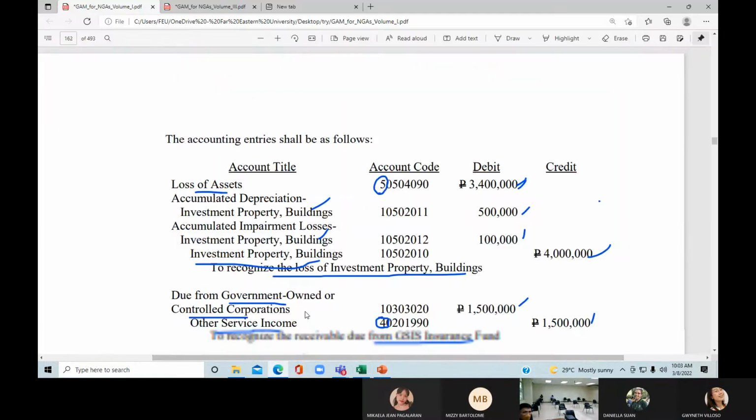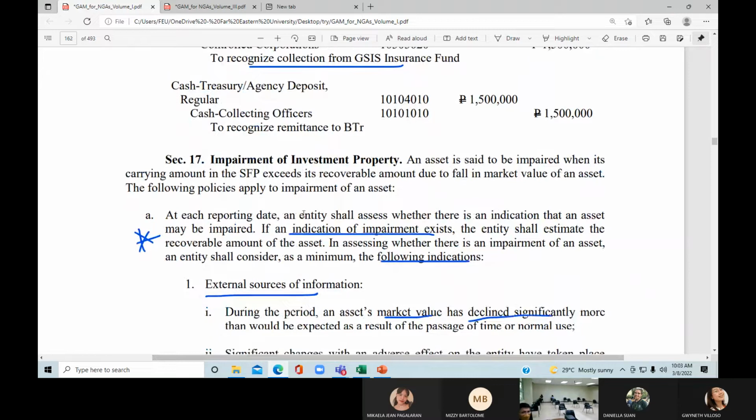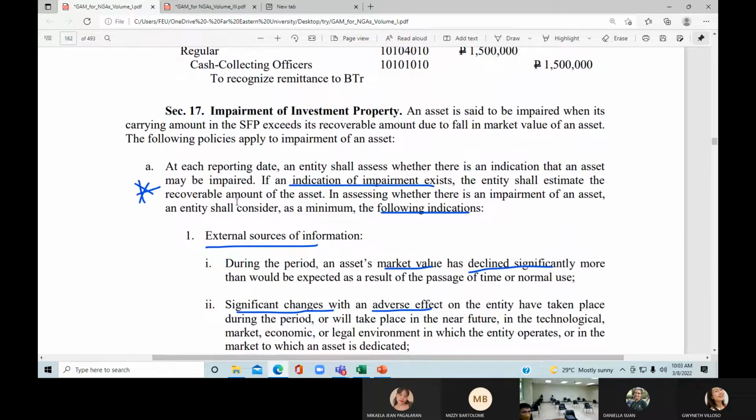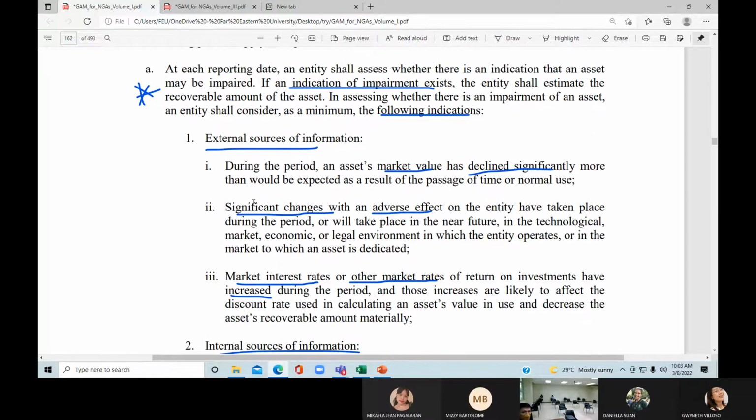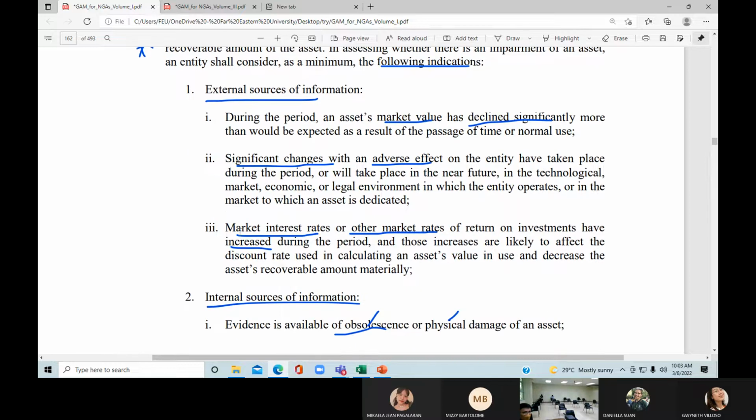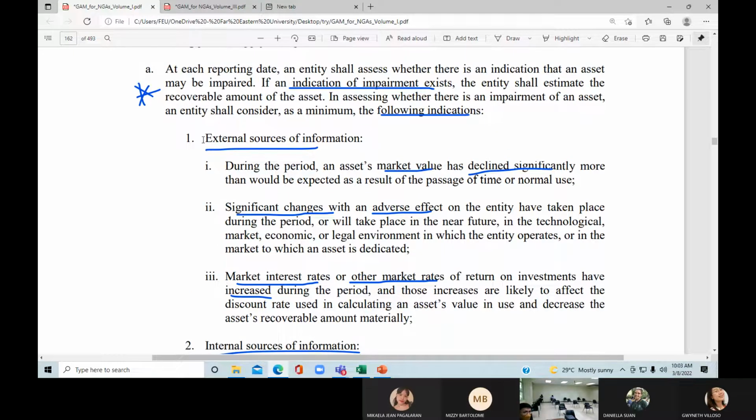Then, puntahan natin yung impairment. So, dito, pinapakita lang yung indications ng impairment. Na mayroong impairment. Pwedeng external, nandyan si market value, na nag-decline significantly. Pwede ring significant changes with adverse effect on the entity. Pwede ring market interest rates and other market rates of return have increased during the period. So, pwedeng indications yan ng impairment.